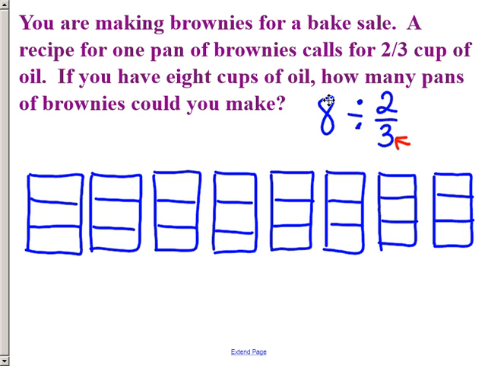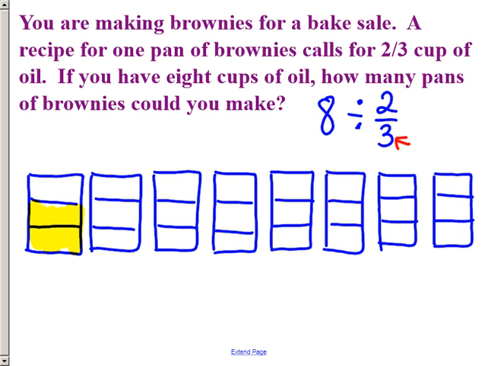So I want you to imagine I've got these 8 measuring cups completely filled with oil, and I'm going to start pouring out oil. And I want to show how I'm pouring out the oil. So let's start here. I'm going to pour out this much from the first cup of oil. So that's 2/3 of a cup of oil. So that means I've been able now to make 1 pan of brownies. So that's my first pan of brownies.